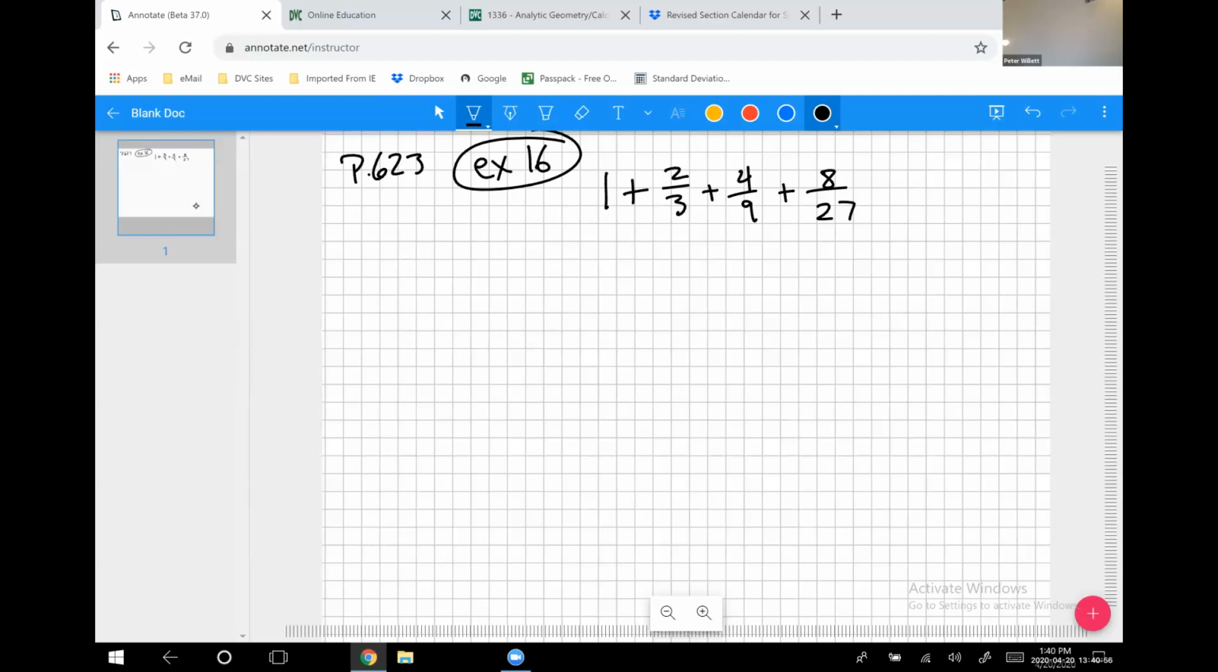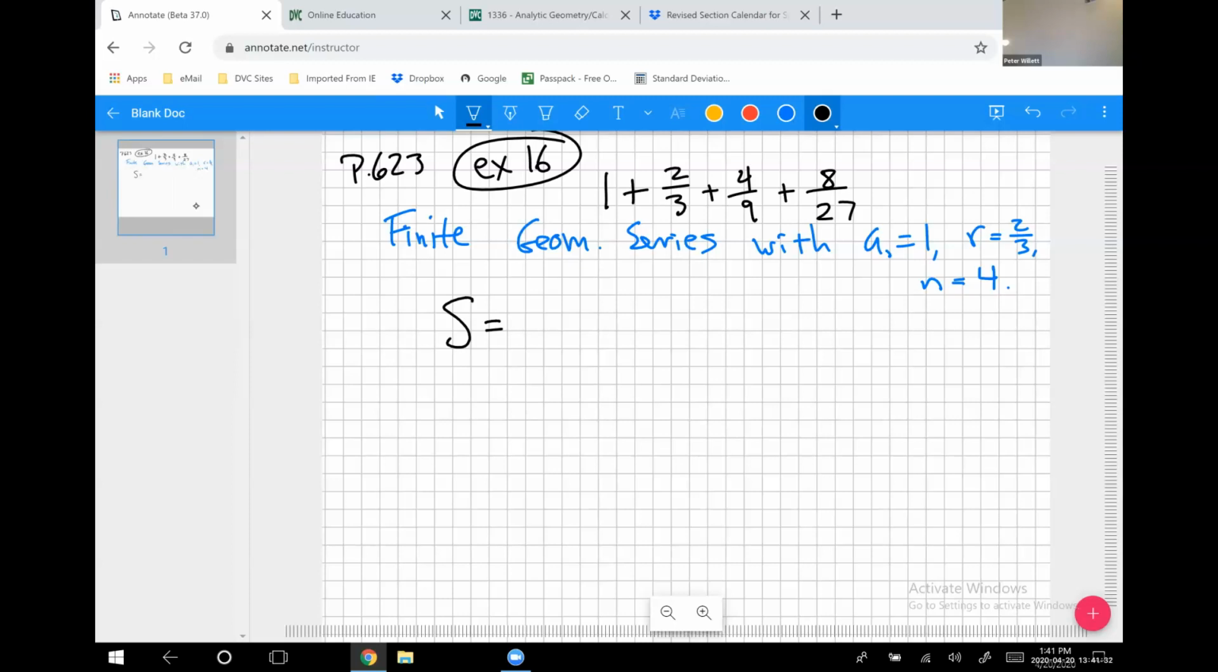So we would like to recognize that this is a geometric series that's finite. And the number you're multiplying by each time is 2/3. So basically I would say finite geometric series with a sub 1 equal to 1 and r equal to 2/3. And n, meaning since it's finite, equal to 4, because there's 4 terms in the series. So then I would use my formula.